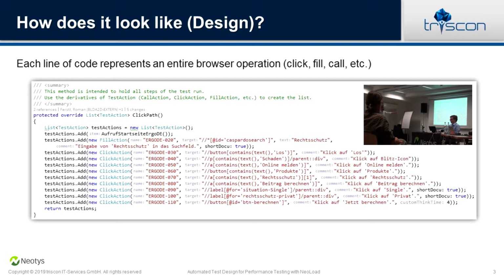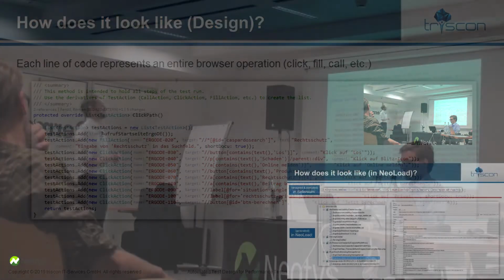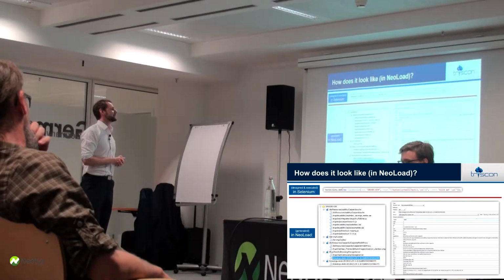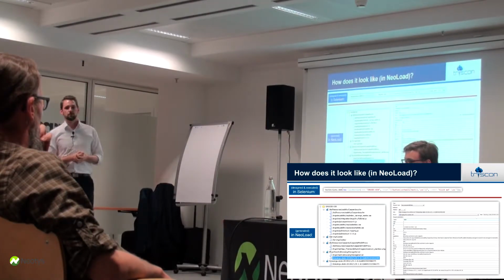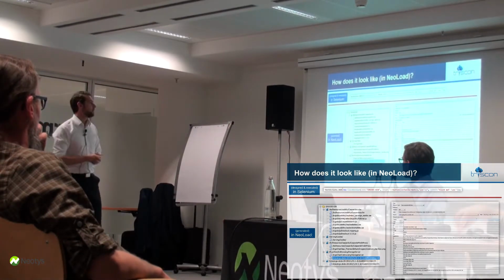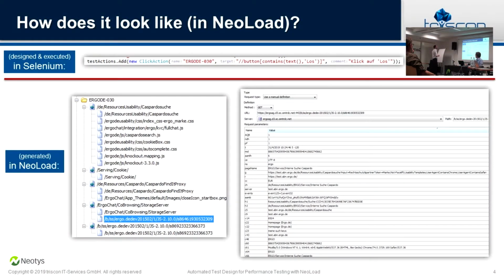And so here we have the different clicks and fills, and if we execute it, the Selenium driver we address, or Neoload driver, does the rest for us. So how does this look like? Let's go to the next slide. Here we see one test action, which we just saw in Neoload. So this is the test action. It says ergo de 030. It's the same here. And this is where the benefit is visible in terms of quantity.